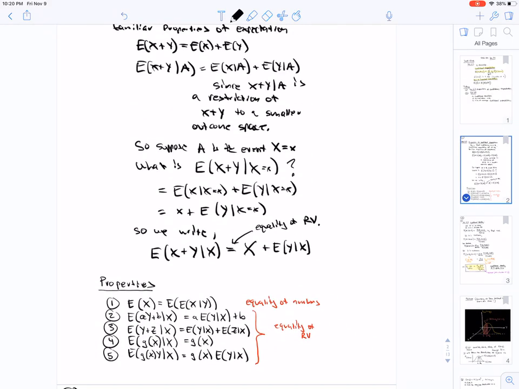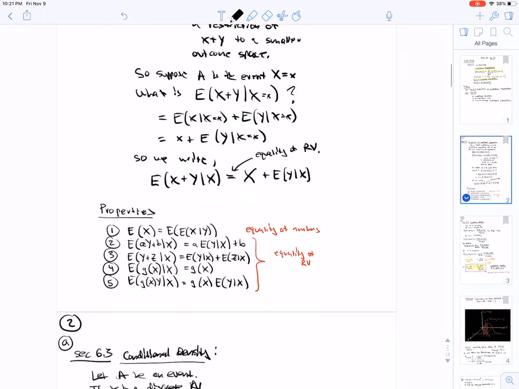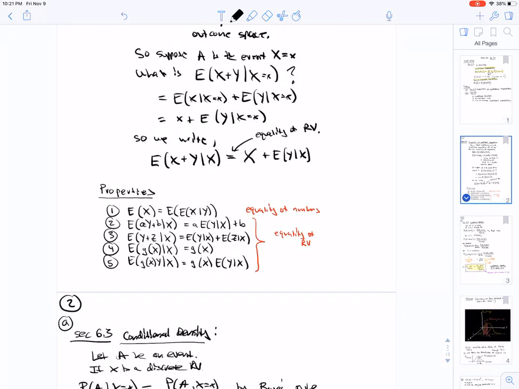When A is, for example, X is x, then the expectation of X given X is x makes X a constant, and the expectation of a constant is just the constant itself. So we can write that the expectation of X plus Y given X is X plus the expectation of Y given X. And that is an equality of random variables because left and right side are random variables.